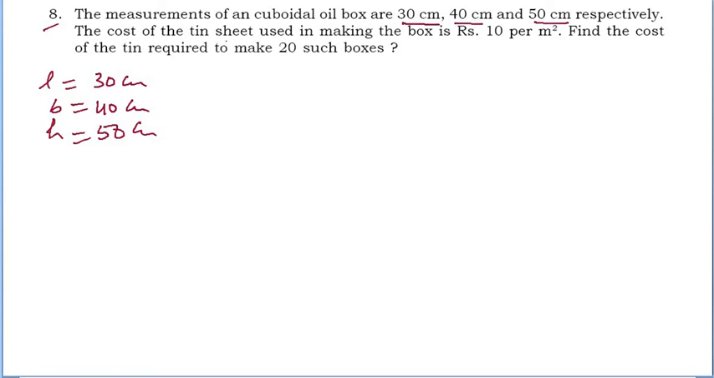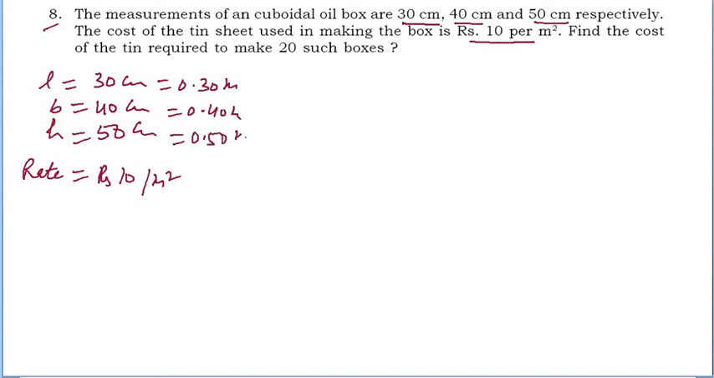The cost of tin sheet used making the box is rupees 10 per meter square. It is in meter square, so everything should be in meter. Find the cost. So the rate is given as rupees 10 per meter square. So all are changing into meter. So it is 0.30 meter and it is 0.40 meter and it is 0.50 meter.